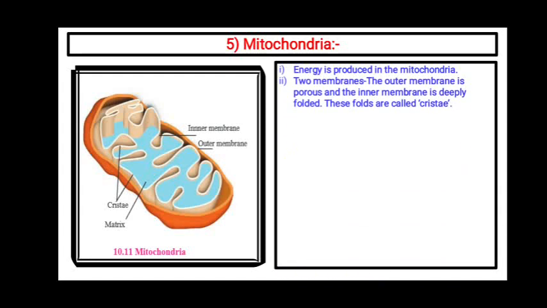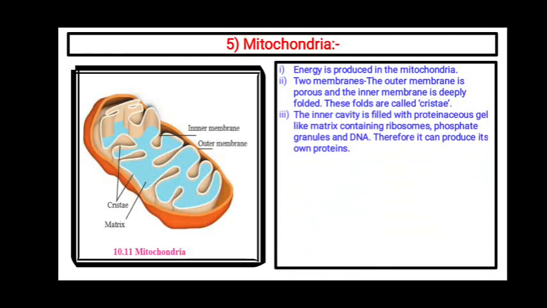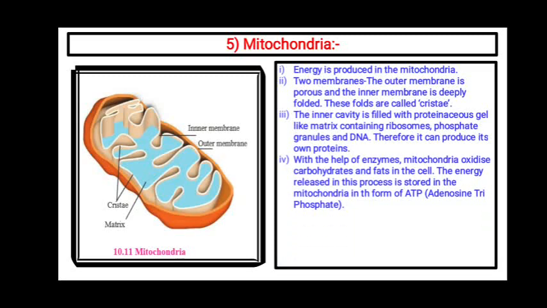Energy is produced in the mitochondria. There are two membranes, outer membrane and inner membrane. The inner membrane has folds which are called cristae. The inner cavity is filled with proteinaceous gel-like matrix which contains ribosomes, phosphate granules and DNA. With the help of enzymes, mitochondria oxidize carbohydrates and fats in the cell, and as a result, energy is released, and this energy is stored in the mitochondria in the form of ATP, that is adenosine triphosphate.